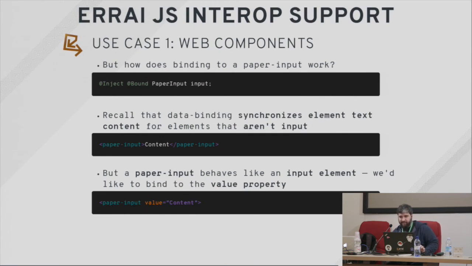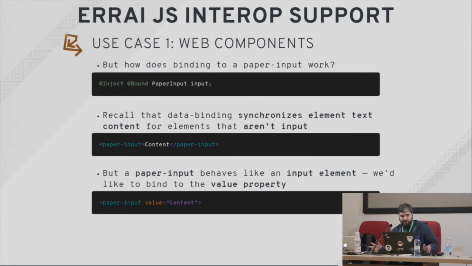I explained earlier that for binding to element wrappers, Errai provides sensible defaults, and obviously that doesn't work for web components, since every web component can have its own specific API. In particular, Errai's default behavior would not work for this element, because Errai would try to bind to the text content, like this middle code example, whereas what we want is to bind to the value attribute, because a paper input works more like a normal browser input element.